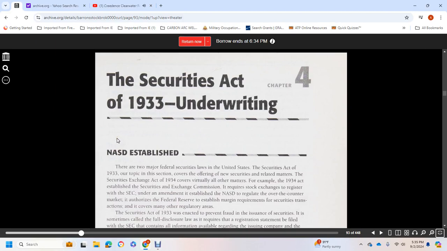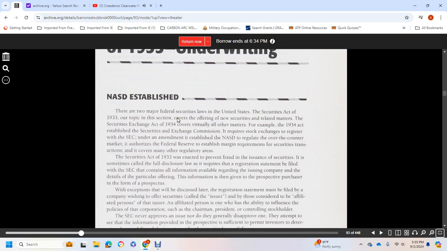Securities Act of 1933, Chapter 4. National Security, NSD, National Association of Security Dealers.